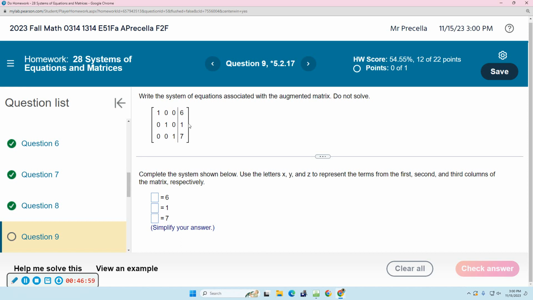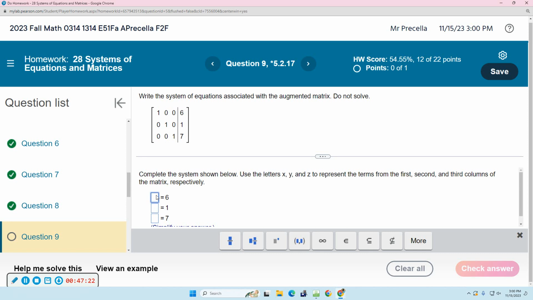Because what does that first row say? Once it's written like this, what does that first row say? They tell us to use X, Y, and Z. I could swear they used to say A, B, and C. Well, now they say X, Y, and Z. What does that first row say as an equation? We have a 1x, which is just an x.